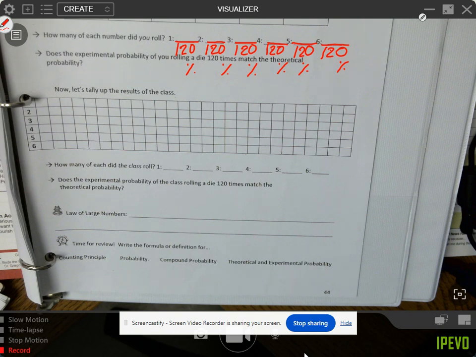So every person is taking how many ones you rolled, divide by 120, write the percentage underneath it. So I asked you to put that away. So how many ones did you roll? 13. So 13 divided by 120. You should have a decimal, right? So turn that into your percentage and write that down.